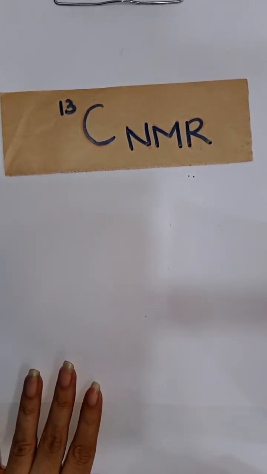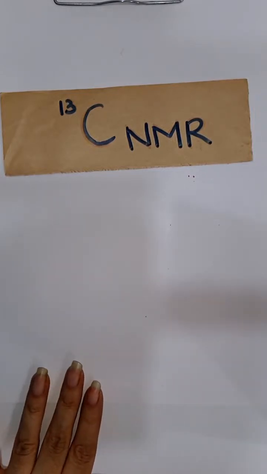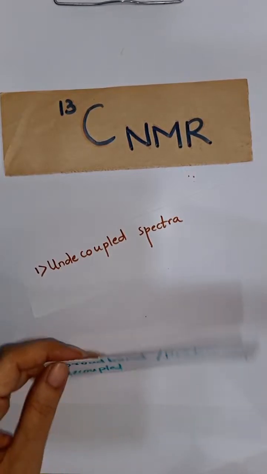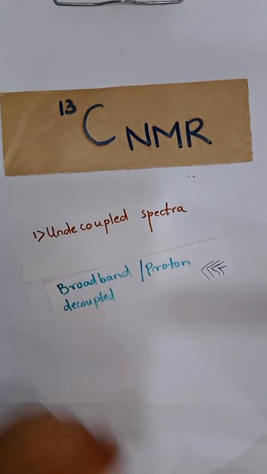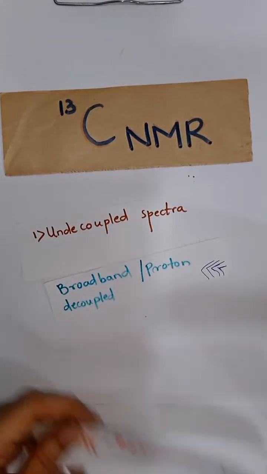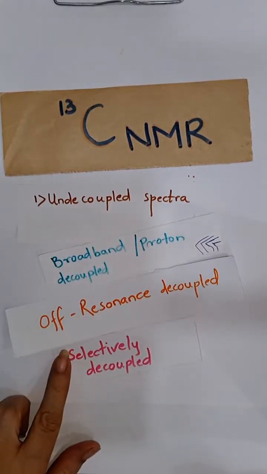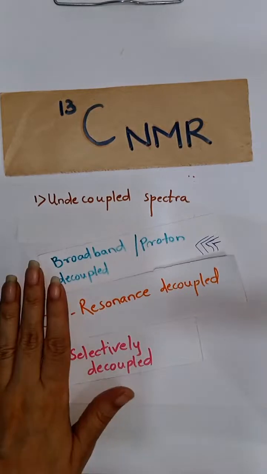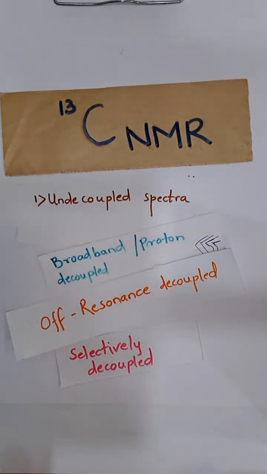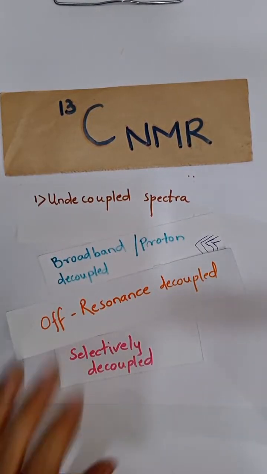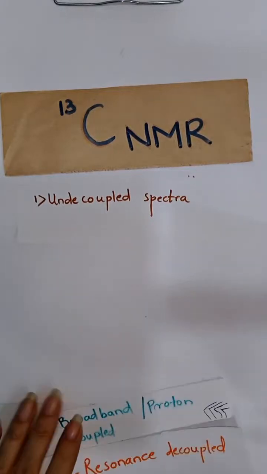There are 4 types of C13NMR. First one is undecoupled spectra. Next is broadband or proton decoupled spectra. Next is off resonance decoupled spectra. And lastly, selectively decoupled spectra. These are the 4 types of C13NMR spectra. Let us study in detail about each one. First one, undecoupled spectra.